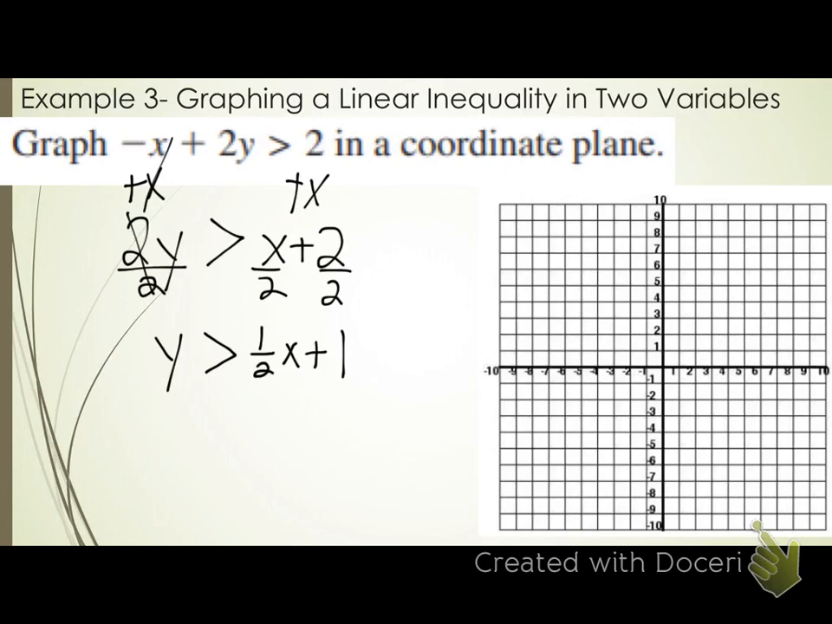So, step 1, graph your boundary line. What's my y-intercept here? 1. So put a point at 1 on your y-axis. My slope? 1/2. So which two directions, how many units? Up 1, right 2 from your y-intercept. Or down 1, left 2.